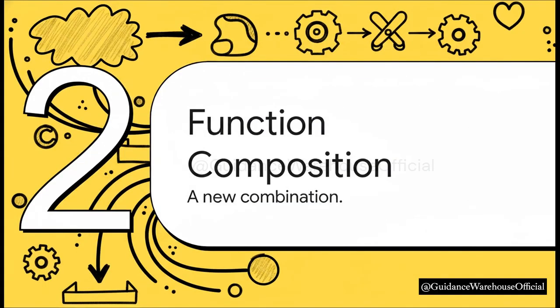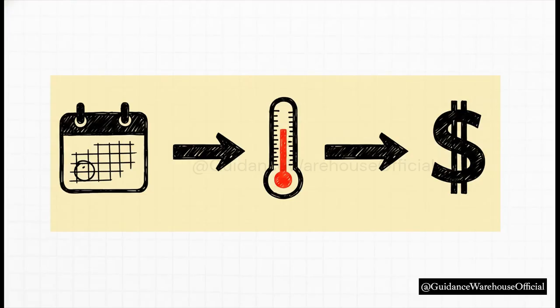Okay, so adding and subtracting is one thing, but what if you need to do something in a sequence? What if the output of one function needs to become the input for the next one? Well, that's exactly where function composition comes into play. Here's a real-world example. The day of the year affects the average temperature, and the temperature, in turn, affects your heating cost. You see that chain? Day leads to temperature, which leads to cost. That chain of events is the core idea of function composition.